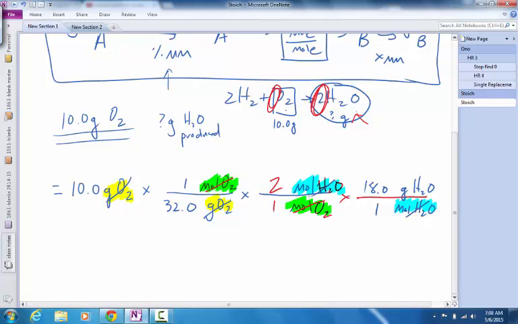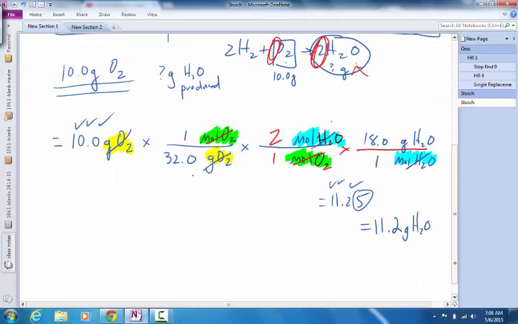Now it's time to do our math. Sometimes people get all stuck by this, but it's 10 divided by 32, then times 2, then times 18. So we take 10 divided by 32, then we take it times 2, and then we times it by 18. And we get 11.25. Checking our figures, 1, 2, 3 sig figs, 1, 2, 3, 5 rounding, 11.2, we round to the evens, grams of water.